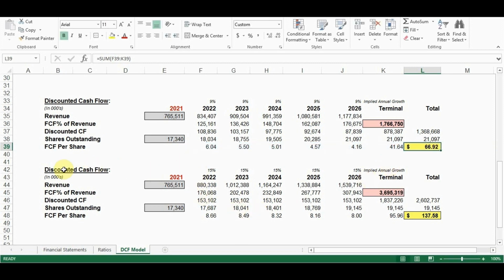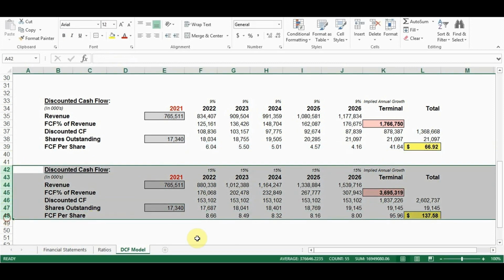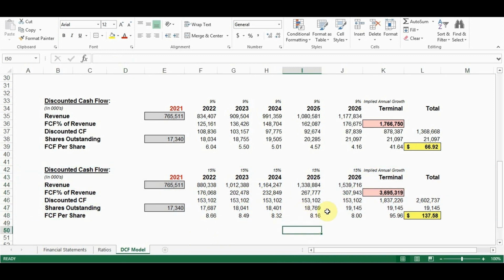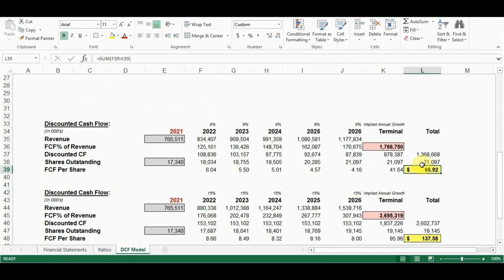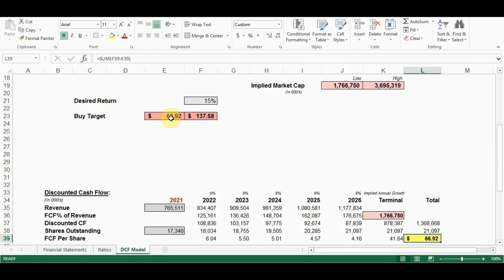It's the exact same thing for this one down here. I just made it pretty. Again, if you want to just download this, go for it. But these are the same thing. They're just pulling from your high assumptions up here. And so that's your share price. That's what's pulled up here.